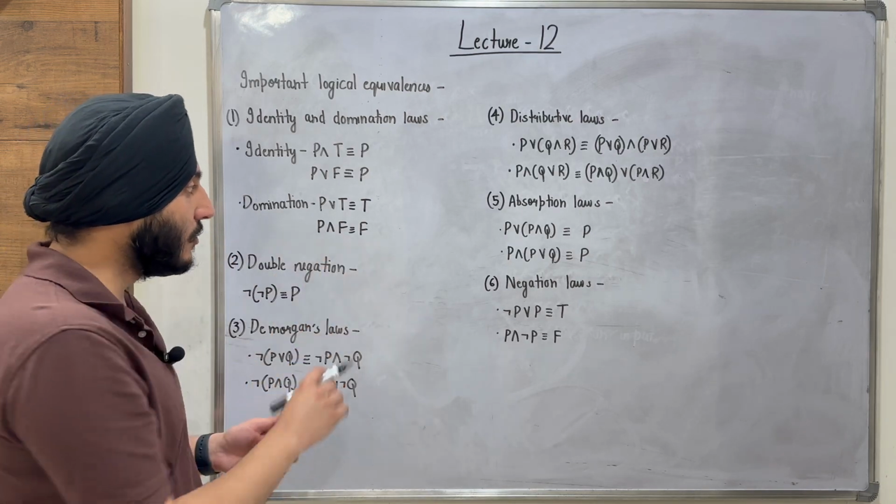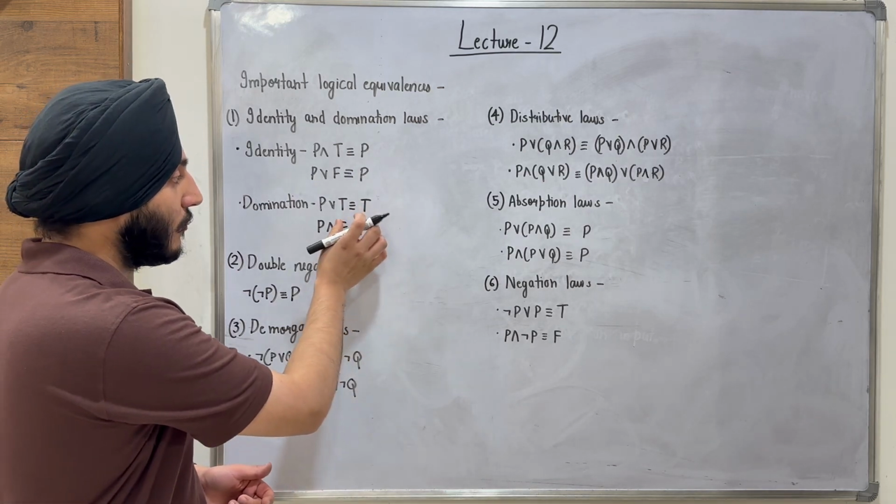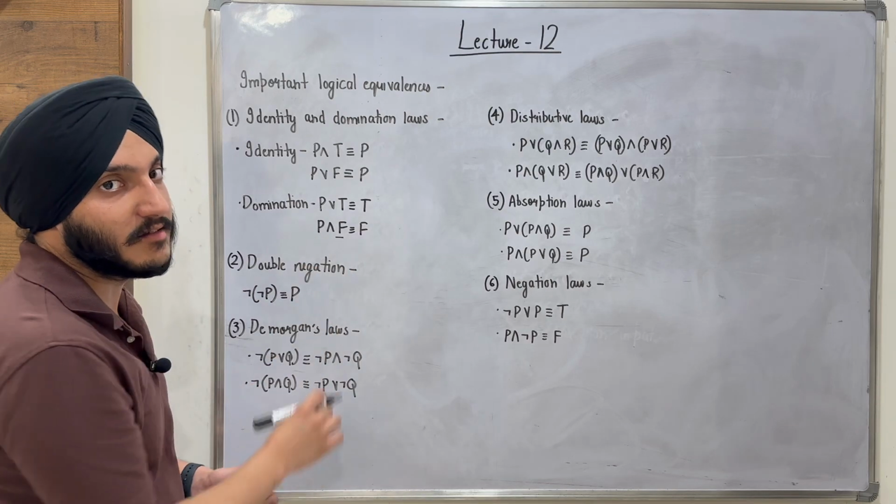In the case of domination, P is getting dominated by the other value, right? So P or true results in true. So this true is dominating P over here, and this false is dominating P in this case, right?